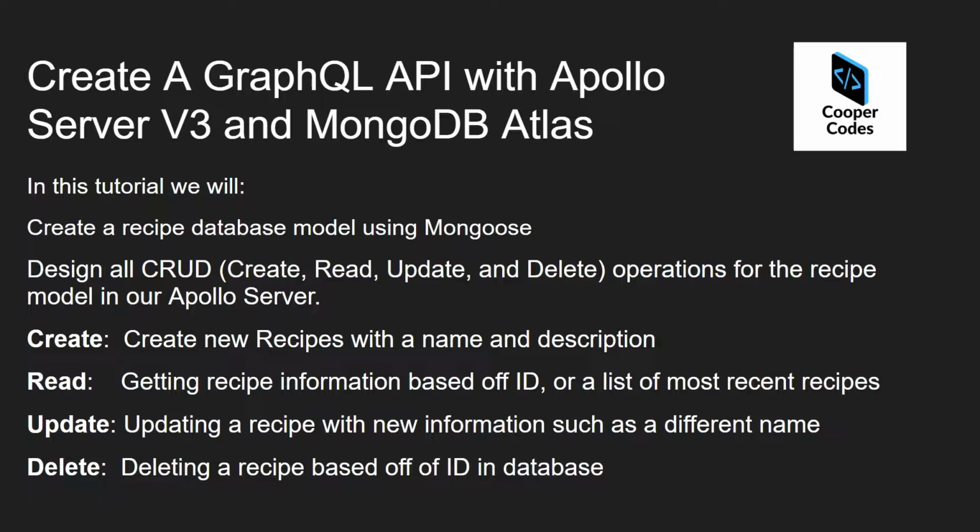So that's create, read, update, and delete. We are going to create new recipes with a name and description. We're going to read recipes, such as getting a recipe's information from its ID or a list of the most recent recipes. We're going to update a recipe with new information, such as updating it to a different name, and we're also going to delete recipes from our database based off of their ID.